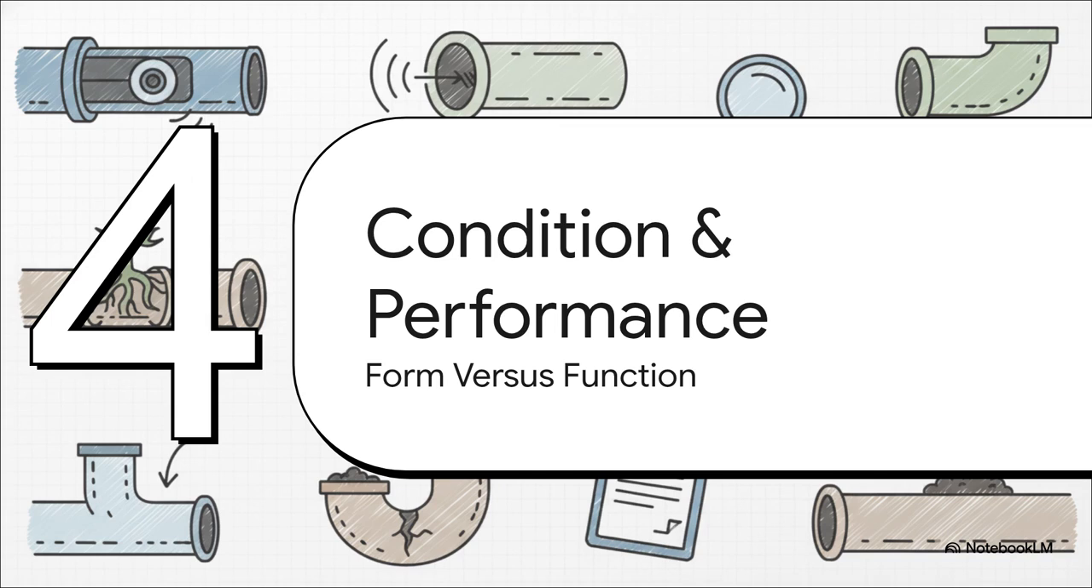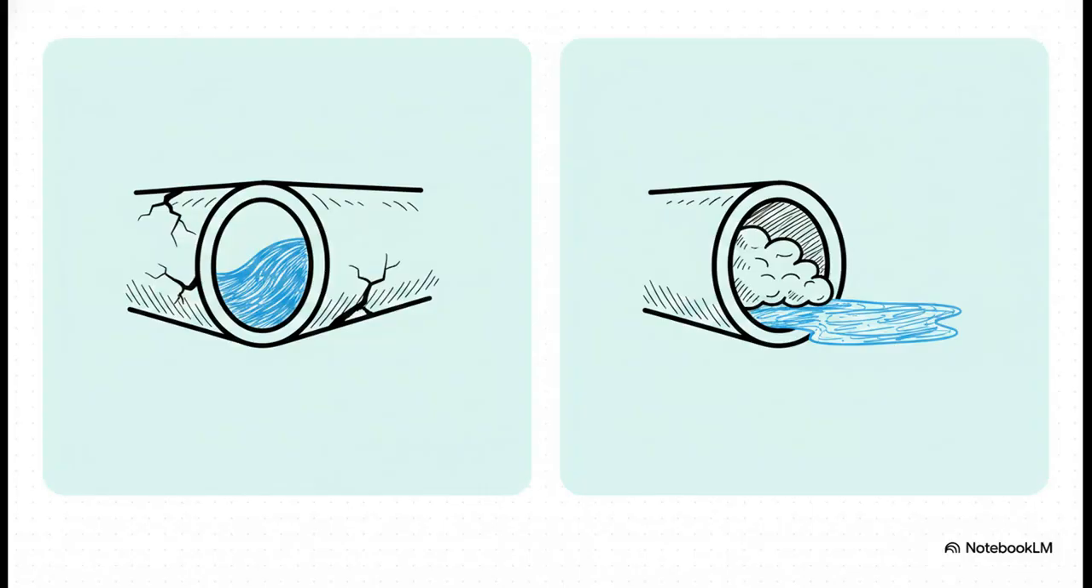Which brings us to Section 4, Condition versus Performance, also known as Form versus Function. Now, understanding the codes is really only half the battle. We also need to separate the structural condition of a pipe from its real-world performance. Think of it kind of like a car, right? A pipe can look structurally damaged, maybe it has some surface pitting or a small crack, but it can still flow perfectly fine. Just like a car with a dented door can still drive down the highway without an issue. On the flip side, a pipe can look totally structurally sound but suffer from severe flow restrictions just because it's choked with heavy grease. So you absolutely have to evaluate both the form and the function.